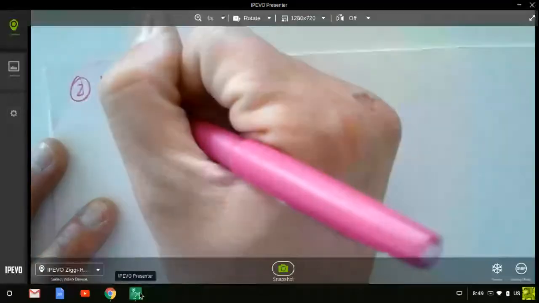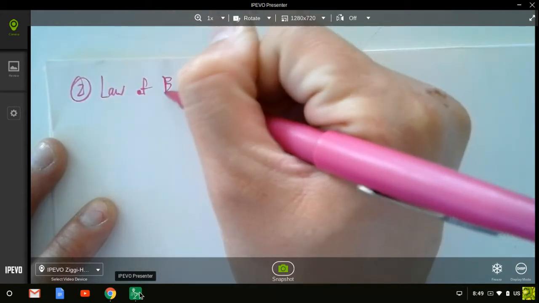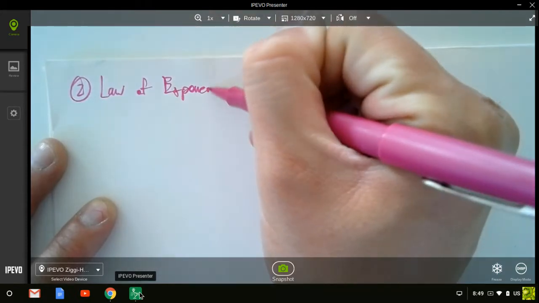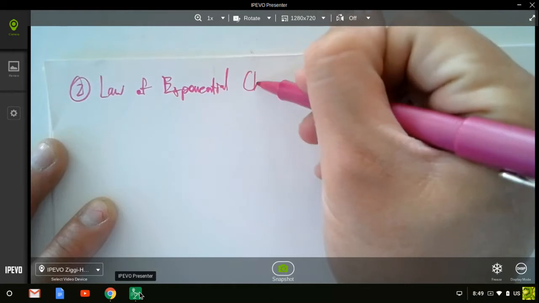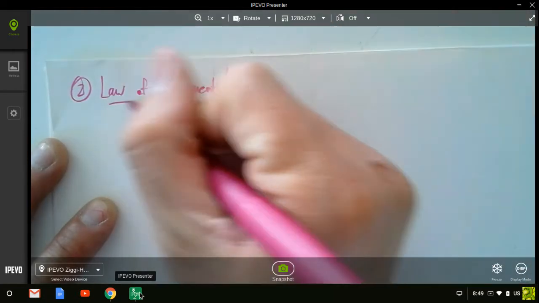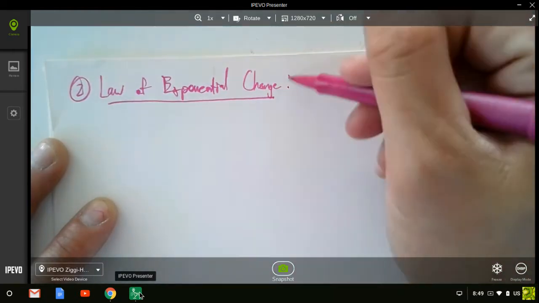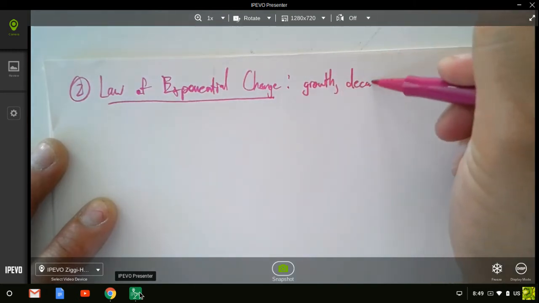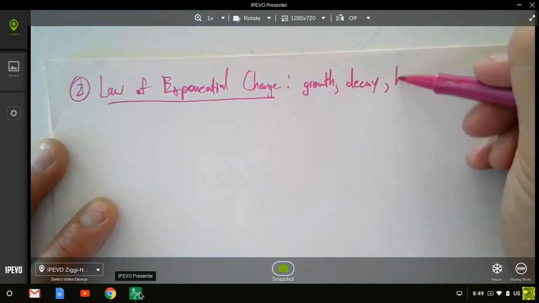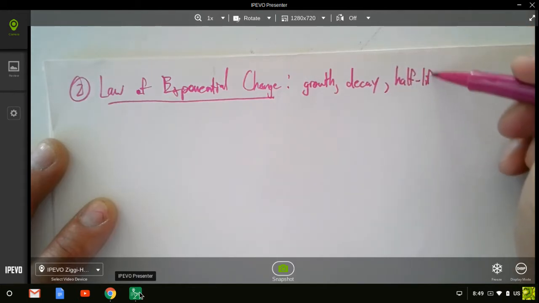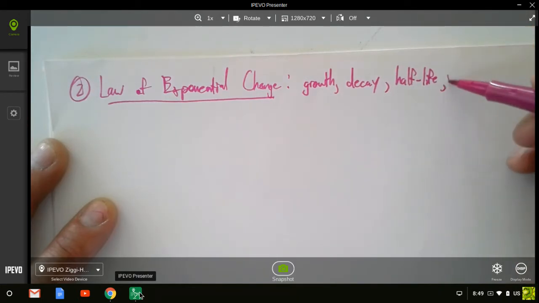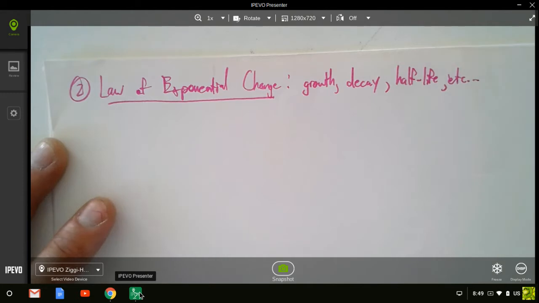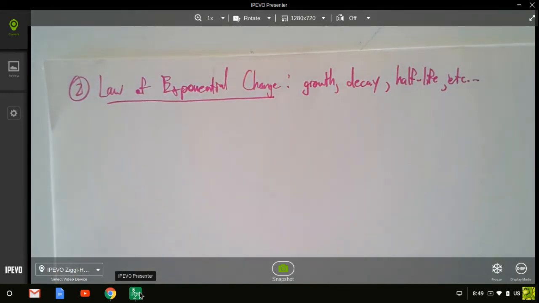It's going to be the law of exponential change. So what does this mean? You're going to look at topics such as growth, decay, half-life. So these are very, very different problems, okay?